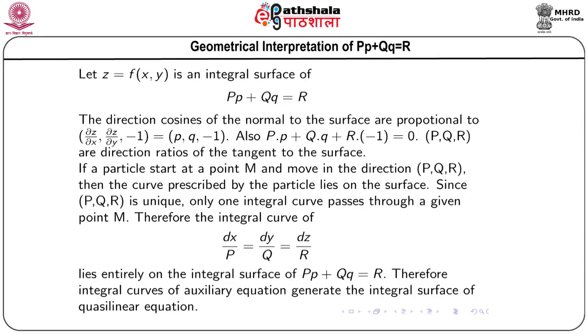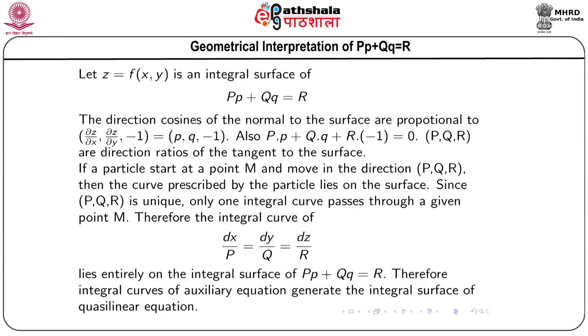Now, if we observe this small p, small q, minus 1, this is the direction cosines of the normal to the surface. Therefore, this capital P, capital Q, capital R represent the direction ratios of some straight line which is perpendicular to the normal to the surface, to the integral surface of the quasi-linear equation. Therefore, the straight line having direction ratios P, Q, R represents the tangent to the given surface.